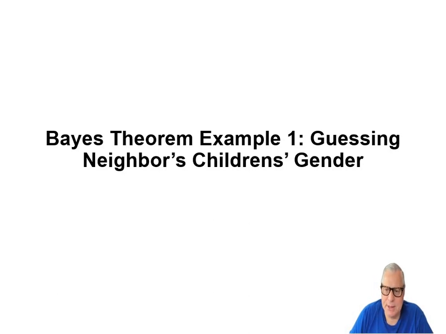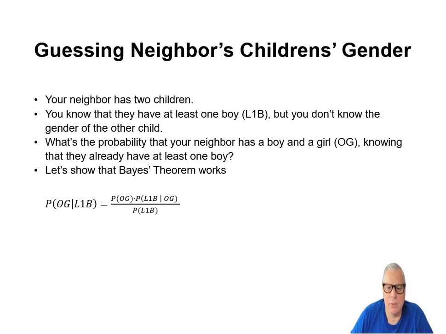Okay, let's do an example for Bayes' theorem. Actually, the first example, which is guessing a neighbor's child's gender, specifically if you already know one of the children's gender. So here's the case. Your neighbor has two children, but you know that they already have at least one boy, maybe because you saw the boy playing in the garden. But you don't know the gender of the other child. So the gender of the other child could be a boy or a girl.